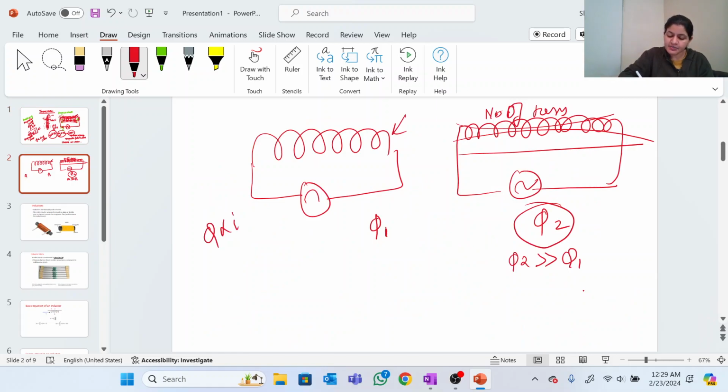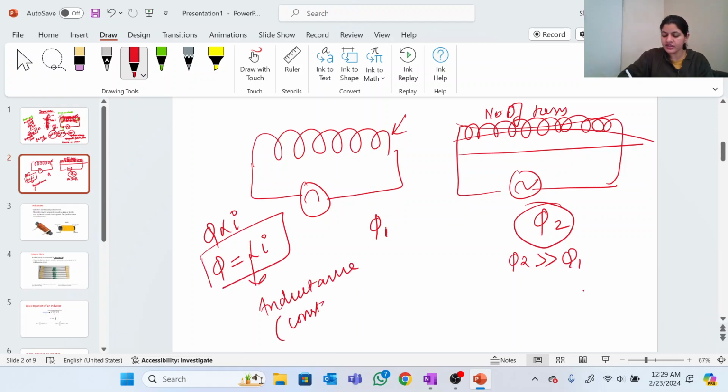Phi directly proportional to I can also be written as phi is equal to L into I, where this L is inductance, or you can say a constant which gives the relation between phi, that is magnetic flux, and I. So this is all about this. Now let's move forward.